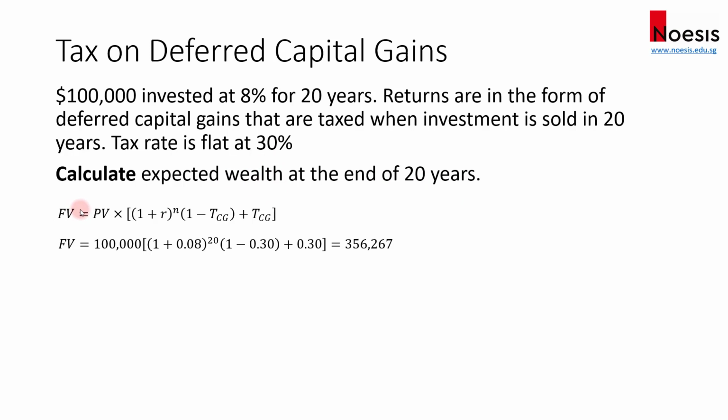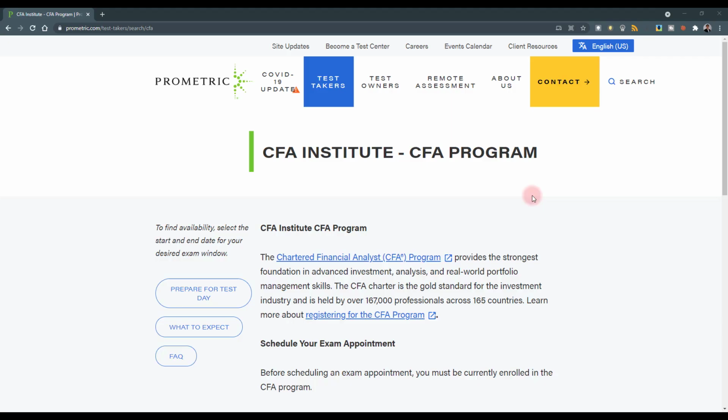So for this, the future value will be based on the present value of $100,000. And then we'll multiply by 1 plus the pre-tax return of 8% to the power of 20 years. And then we multiply by 1 minus the capital gains tax rate, 30%. And then lastly, we add back the cost basis. And we'll get $356,267. Now let's see how we can do this in the formula editor in Prometric.